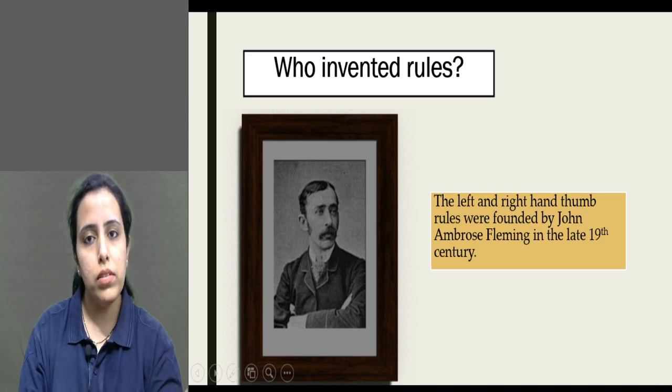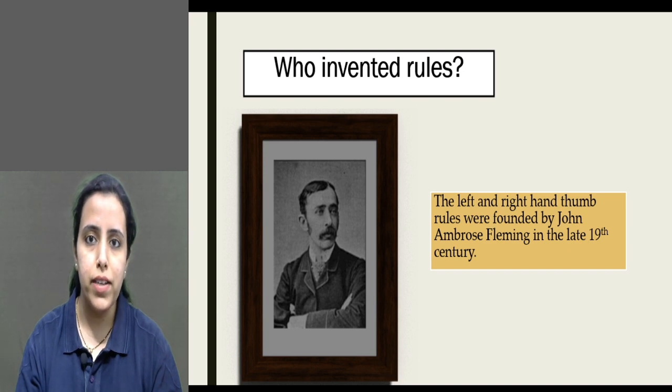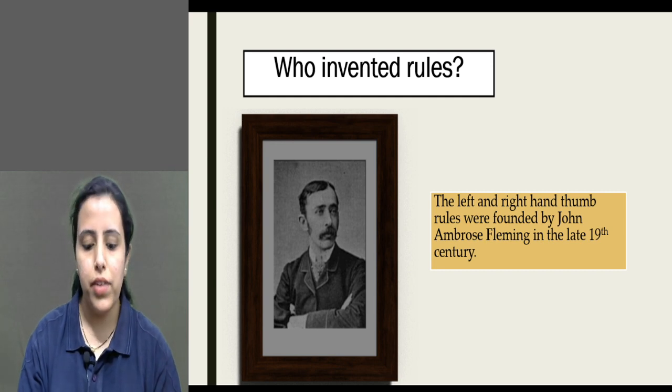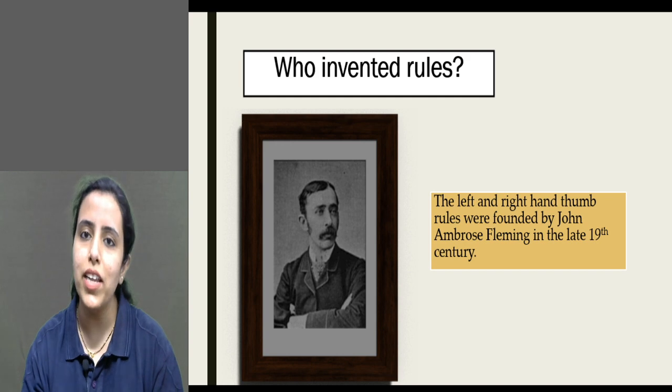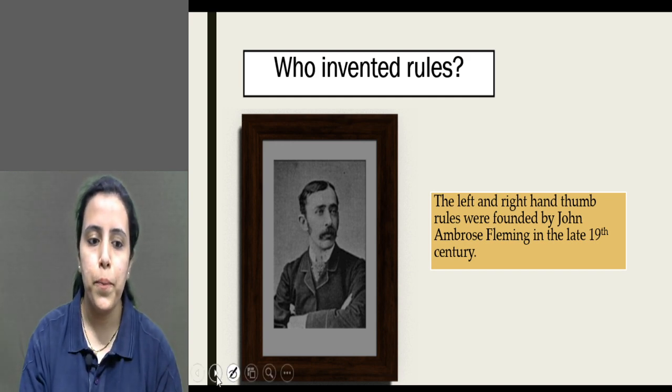The name is given after the scientist Fleming, John Ambrose Fleming, in the late 19th century. He stated these two rules. That's why the name of the scientist is given to these two rules.